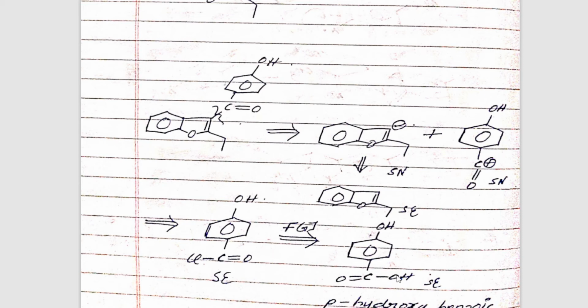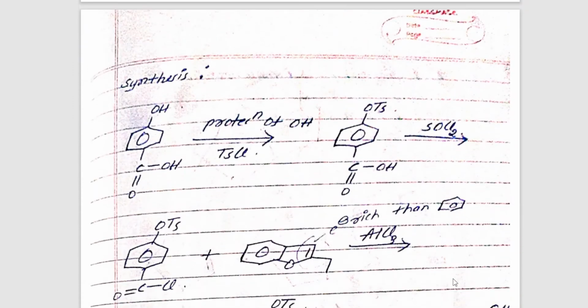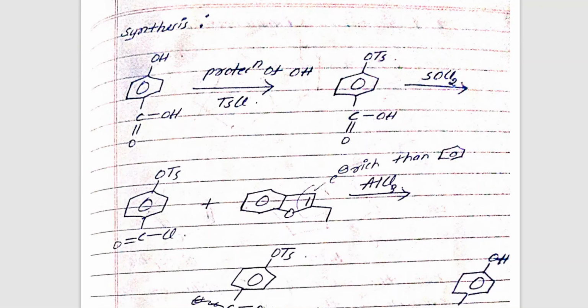Now, do we need to disconnect this molecule further? No need. So we have got two synthetic equivalents. This is one part and this is one more part. These are the two synthetic equivalents. Next, what are we writing? We are writing the synthesis of that particular molecule, that is benzoyl iodrone.